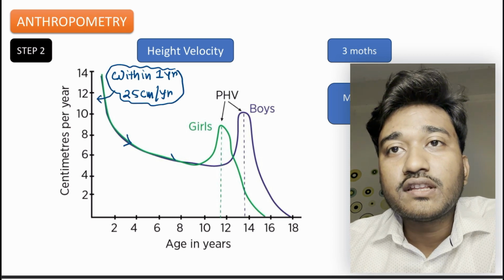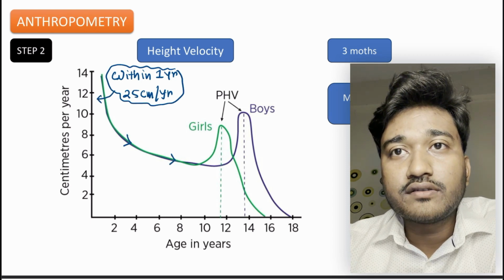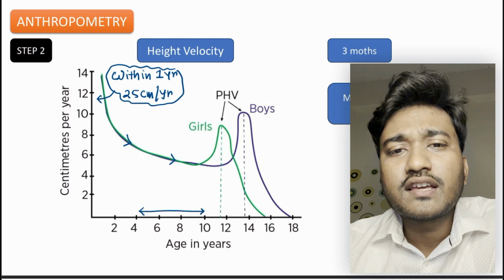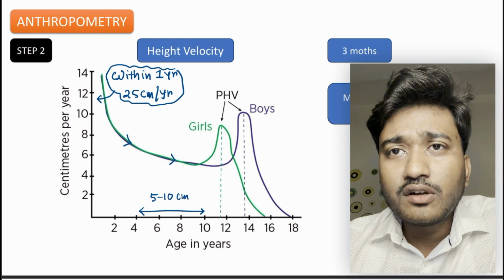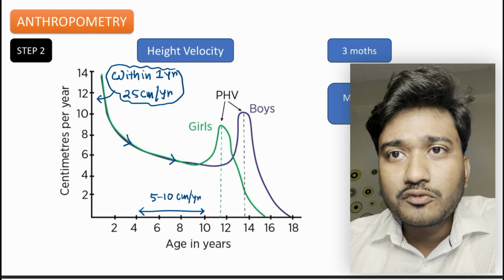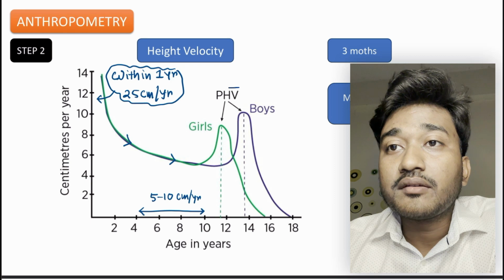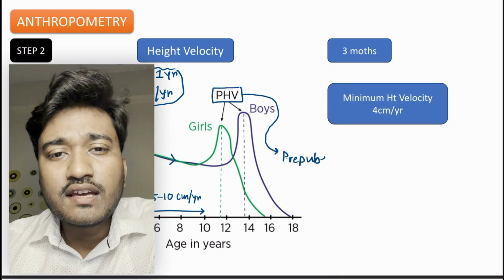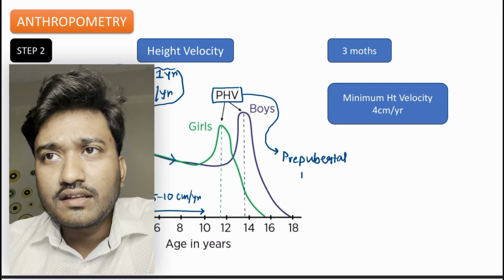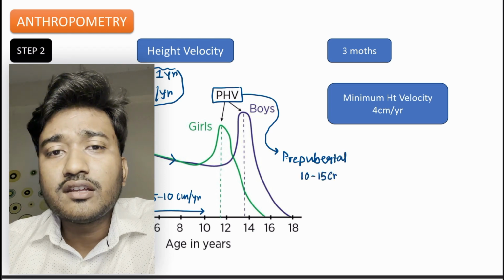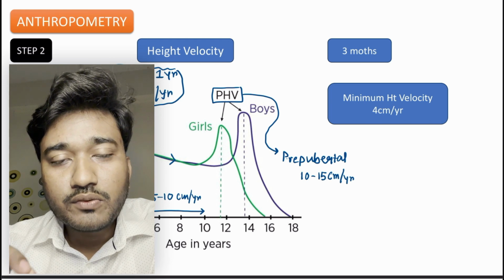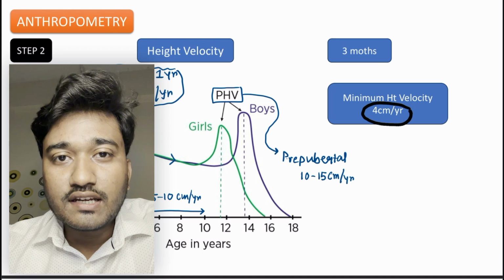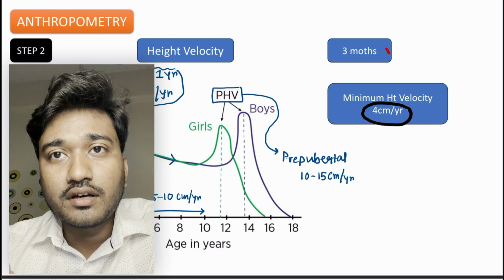Look here, within the first year there is the highest height velocity, about 25 centimeter per year. But from 4 to 10 years of age, you can see in the curve that this is gradually going down to 5 to 10 centimeter. Before puberty, there is the pre-pubertal height velocity, in girls as well as in boys. This is usually 10 to 15 centimeter per year. Another very important thing: the minimum height velocity should be 4 centimeter per year, and you should measure at least at a 3 to 6 month interval and plot it in the growth chart.